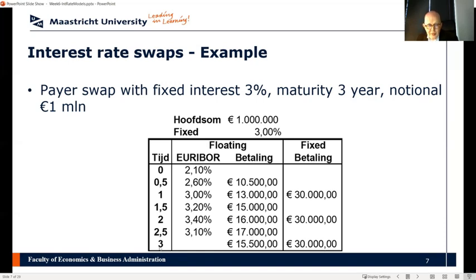So at time t of 3, the 15,500 in the floating payment is based on this interest rate percentage of 3.1%. And I am making the last annual payment of 3% over 1 million, which is 30,000. So you see that the underlying 1 million amount is never exchanged. It's only the interest rate payments that are being swapped between the 2 parties in this example here.